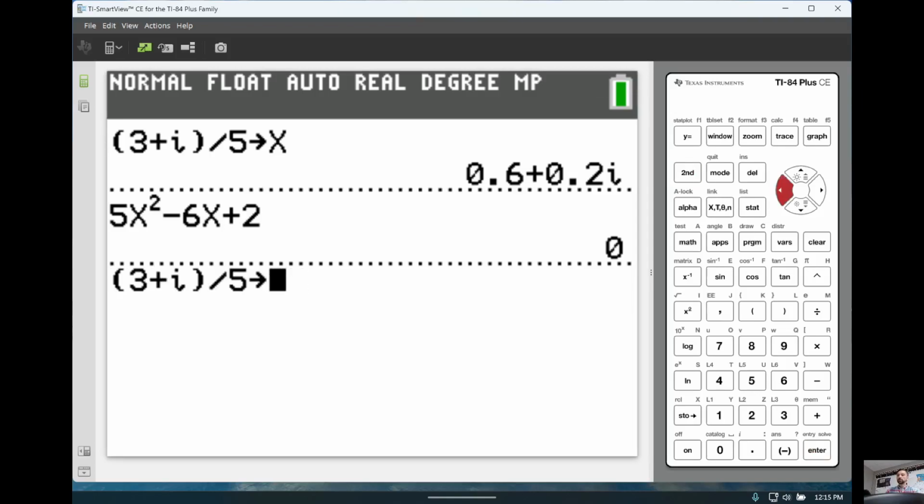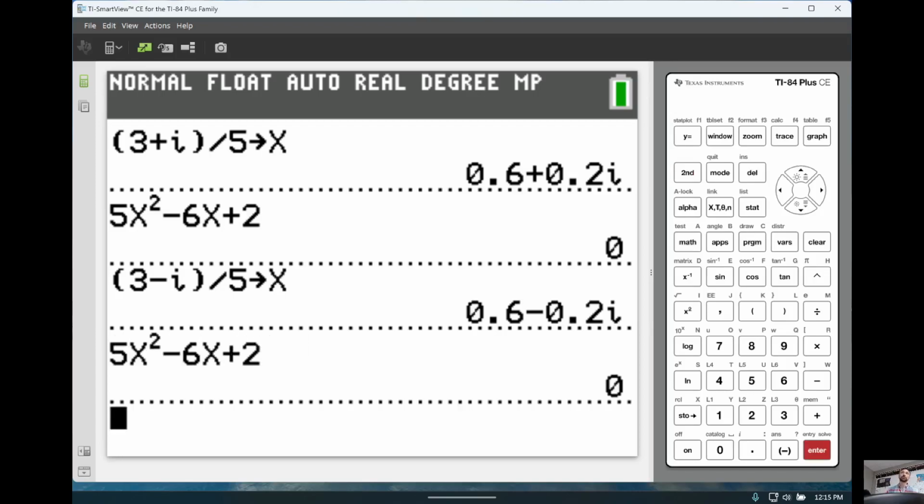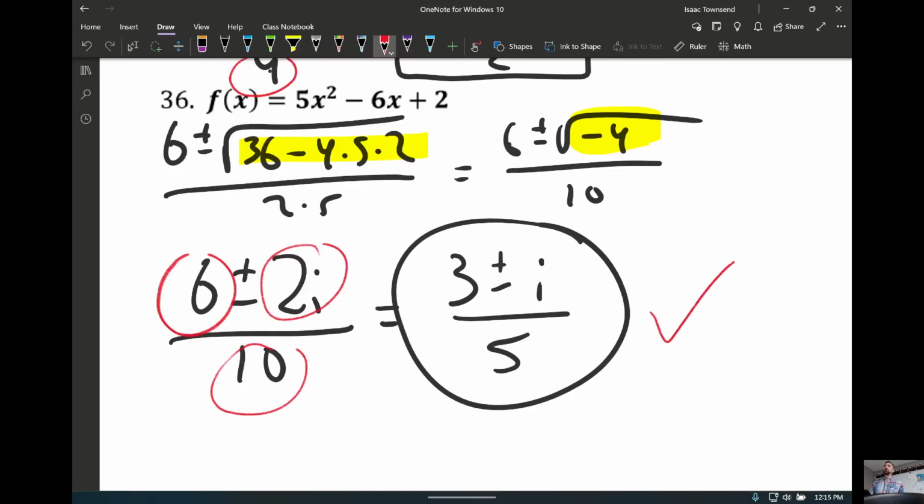Hopefully in Algebra 2, you learned that imaginary zeros always come in conjugate pairs, but if you didn't, it doesn't take you but another 10 seconds to check the other version too. So your calculator doesn't let you do plus and minus, but you could do plus and check it and minus and check it, and then that's how I would like you to check the last 6 answers. You don't have to just hope that you did it correctly. You should know if you did it correctly with the calculator.